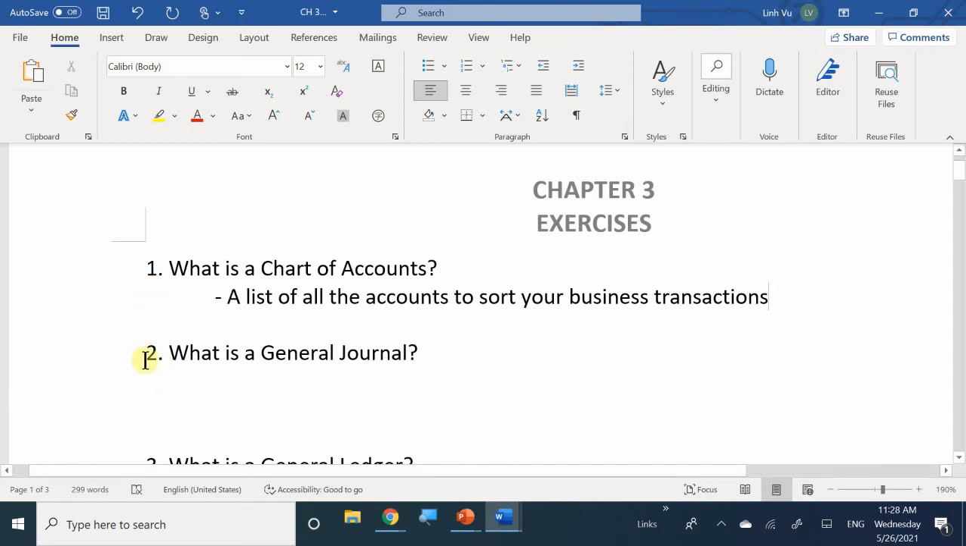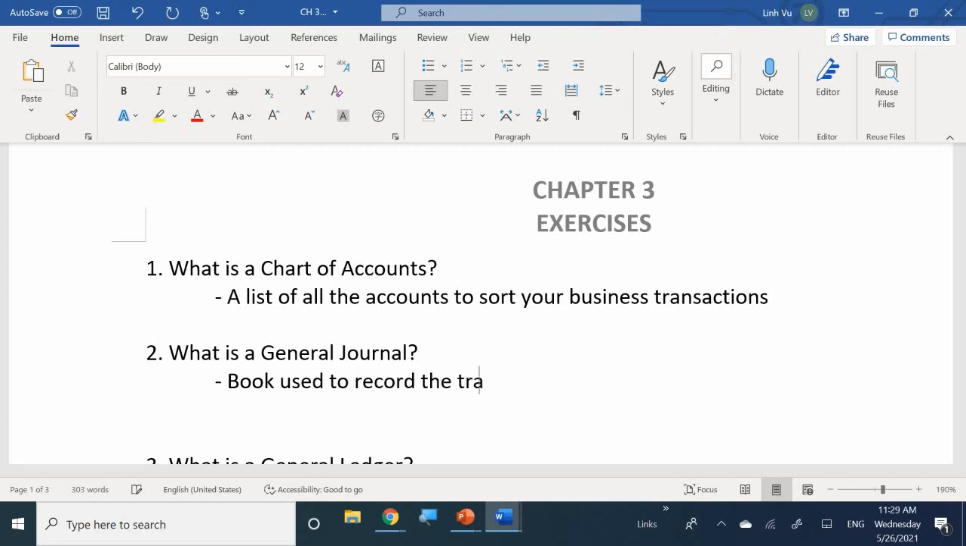All right. Number 2, what is a general journal? The book used to record those transactions. Good. A book used to record the, I'm going to be more specific, business transactions. Good. All right.